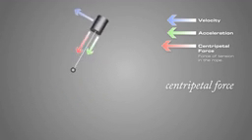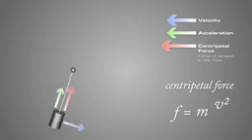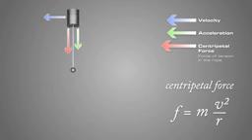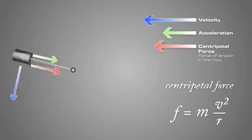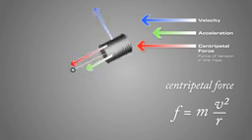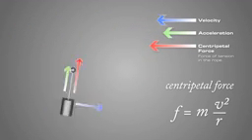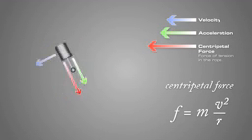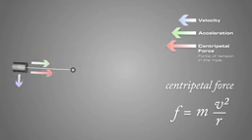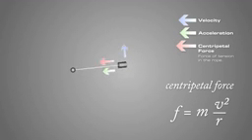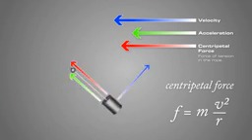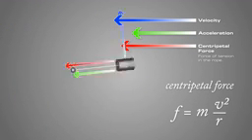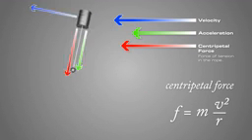The centripetal force is equal to mass times velocity squared divided by the radius. As these variables change, so will the centripetal force. An increase in mass or velocity, or a decrease in radius, will result in an increase in the centripetal force. A decrease in mass or velocity, or an increase in radius, will result in a decrease in the centripetal force. A change in velocity results in the largest change in centripetal force.